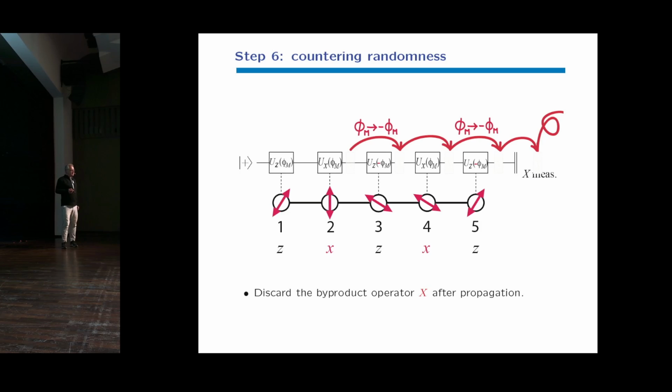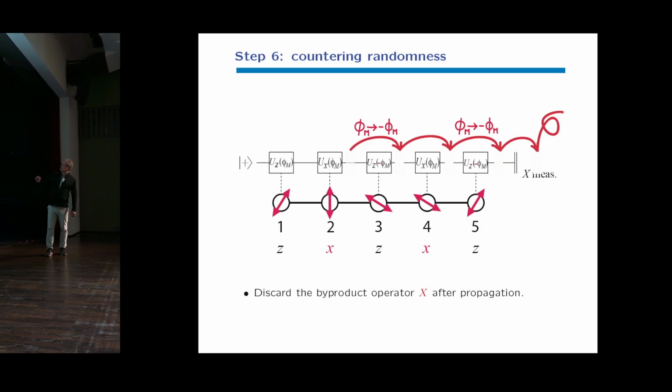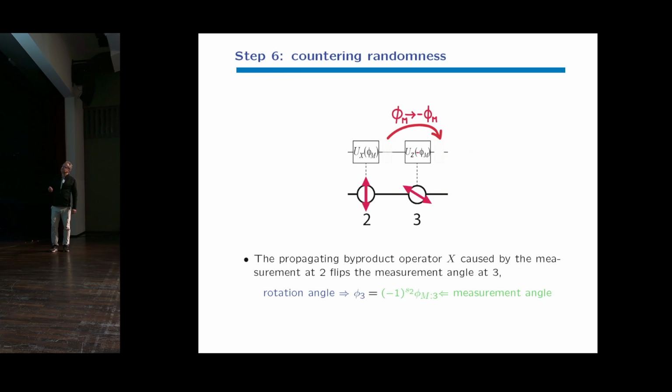Okay, and so the summary of what happened is this effect. In its path towards the end of the computation, this byproduct operator has flipped a bunch of measurement angles. So that is really the effect, and that we now need to deal with.